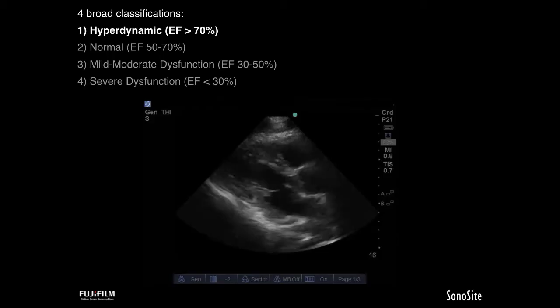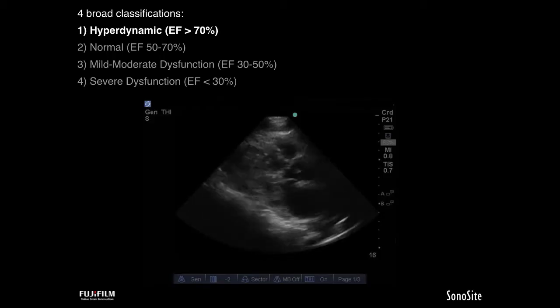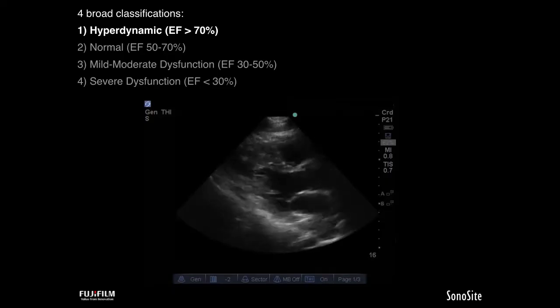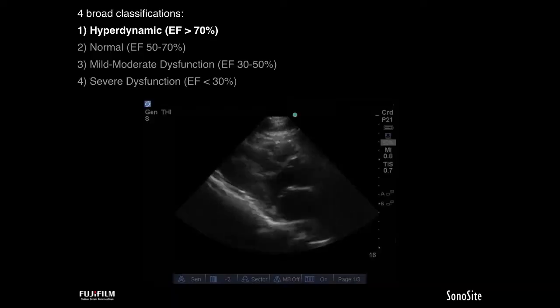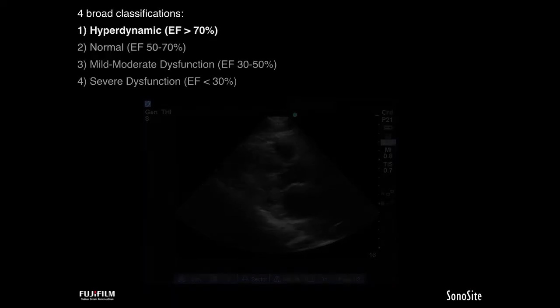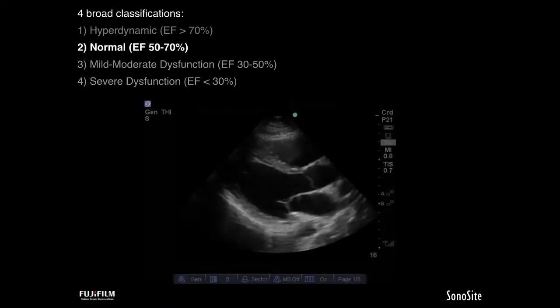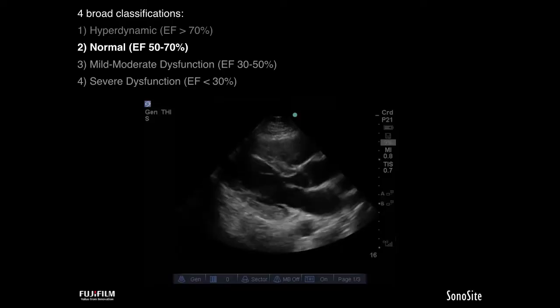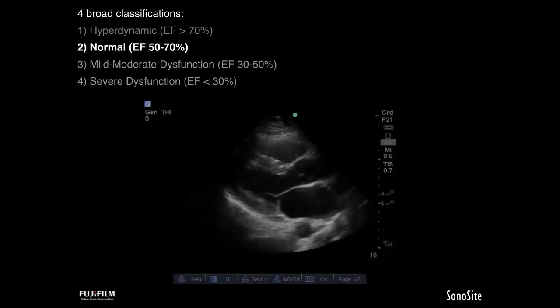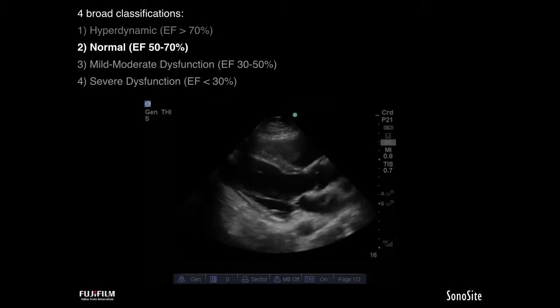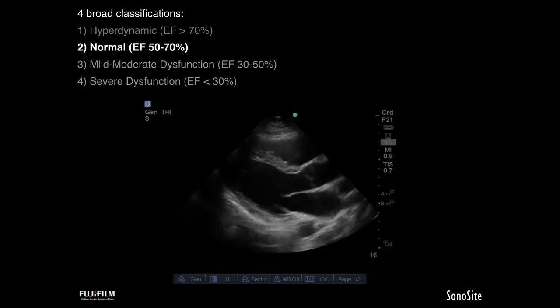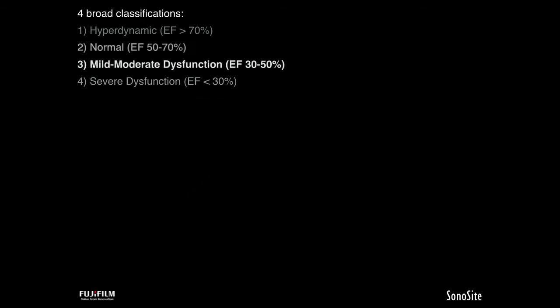So we have hyperdynamic function, where the end systolic cavity size is nearly 0. We have nearly complete obliteration of the LV cavity, as is seen here in the parasternal long axis. By comparison, a normal heart looks comparatively a little bit sluggish, remembering a normal ejection fraction is between 50 to 70%. However, we see thickening, we see excursion, we see mitral valve movement. This is a normal left ventricle in the long axis.